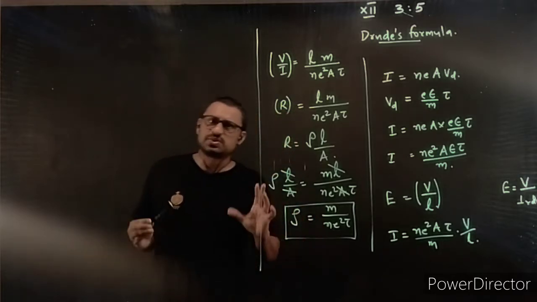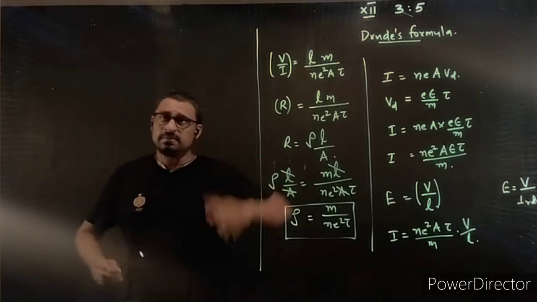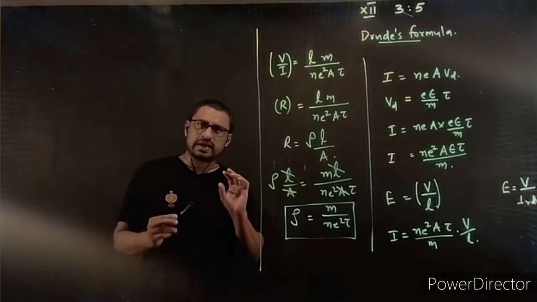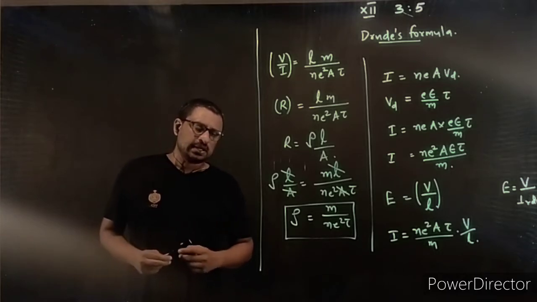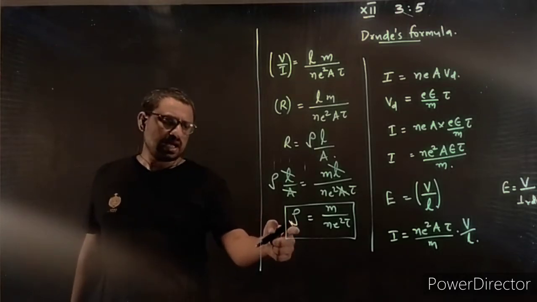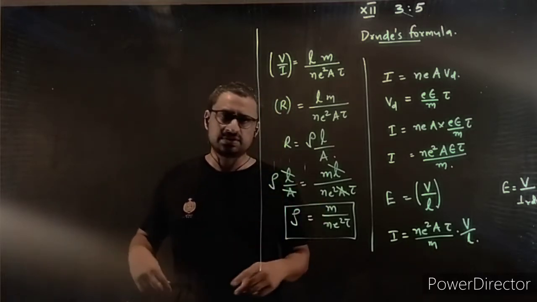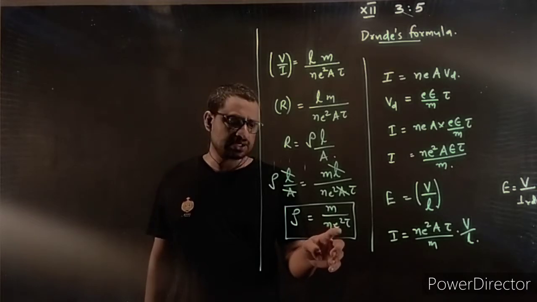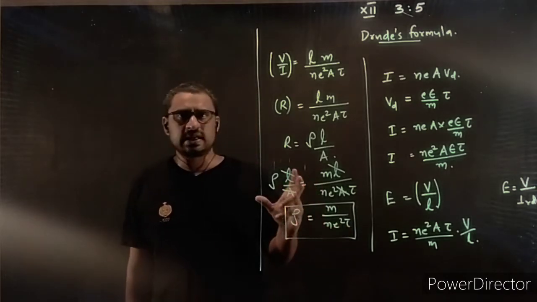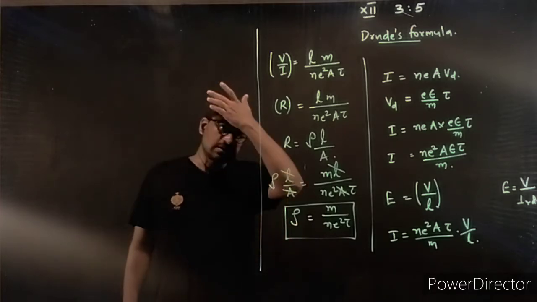See, we have something more to say about this equation, which is very important from the examination point of view. You have to write it as notes, listening to my explanation, right? So the equation is rho equal to m by Ne square tau. You have to understand what m is. m is the mass of electron. n is the number of charge carriers per unit volume. e is the electronic charge. And tau is the relaxation time. Relaxation time means the time difference between two successive collisions.